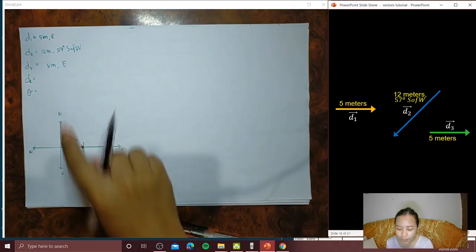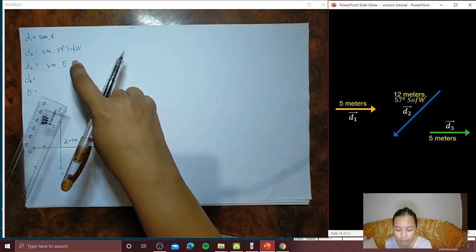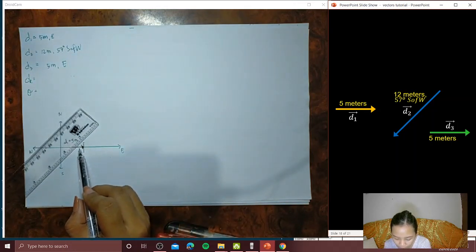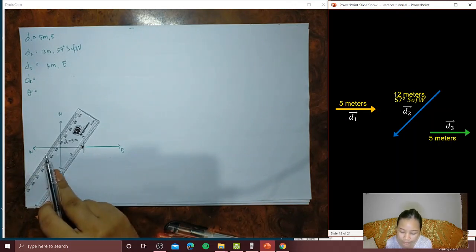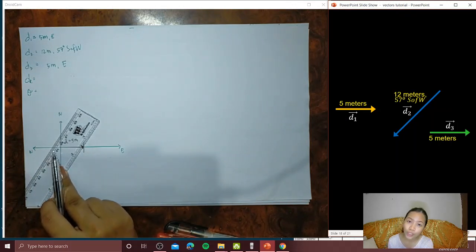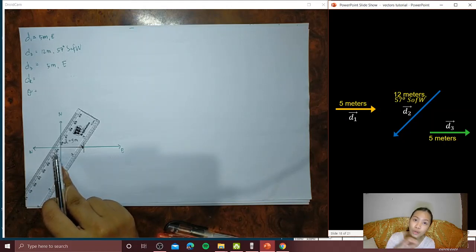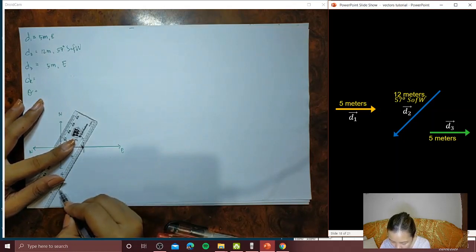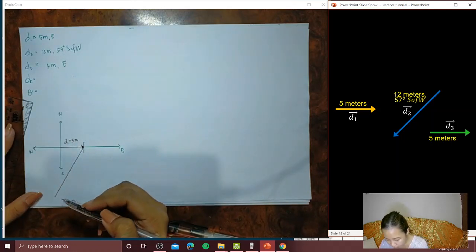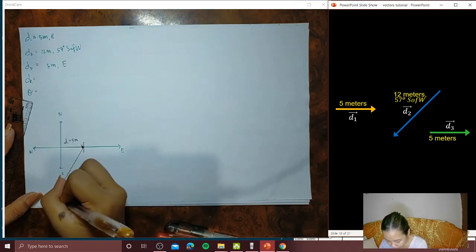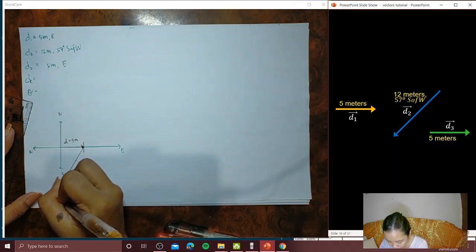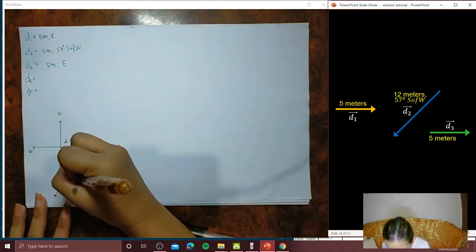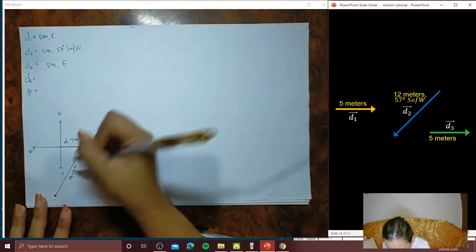So, what we will do is plot the 57 degrees south of west. So, this is the west, this is the south. So, it should be here. And also, take note that it is south of west. So, later on, our angle would be from west going to south. So, let us have here our second vector. So, here it is. There, for our D sub 2, this is 12 meters.